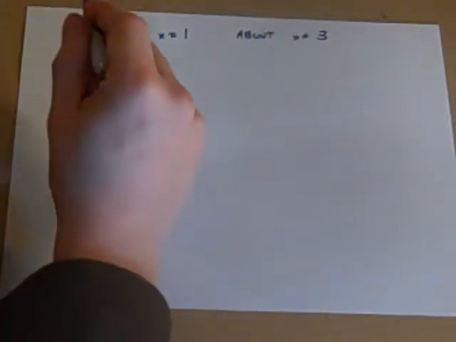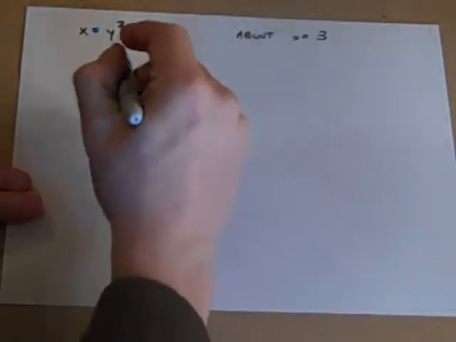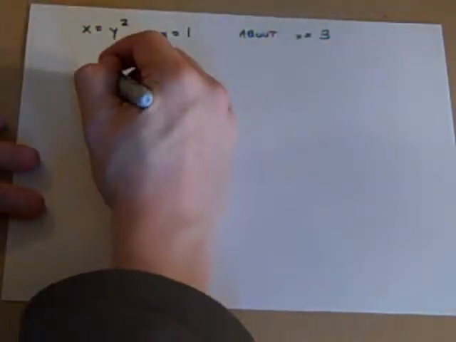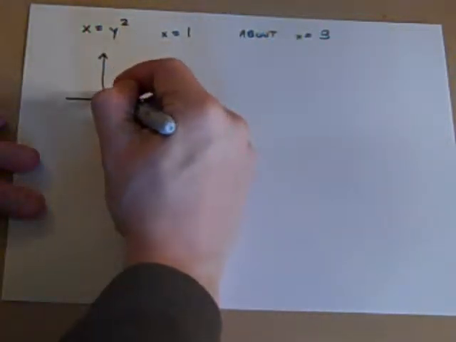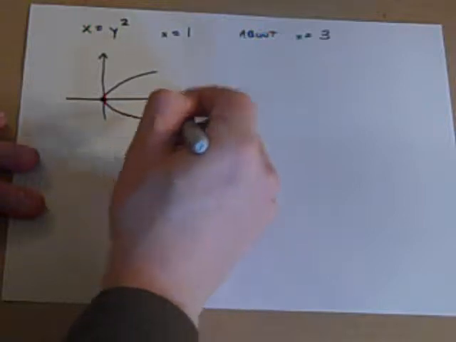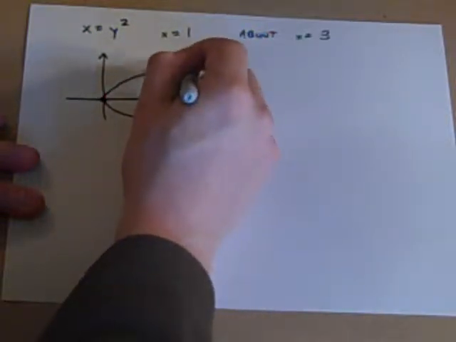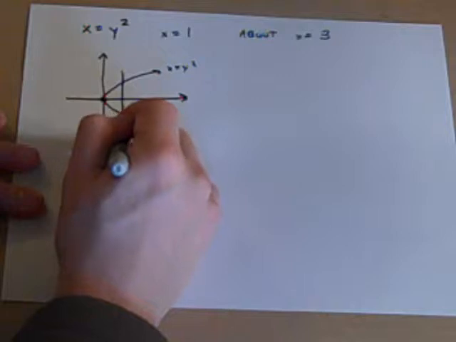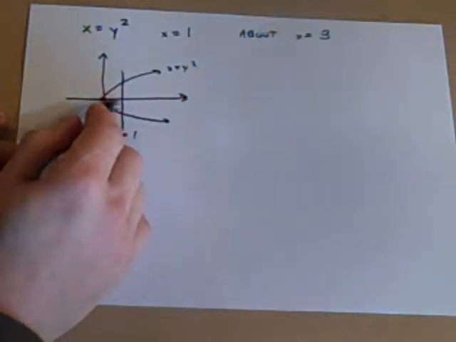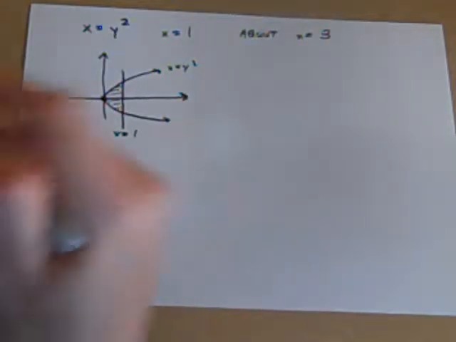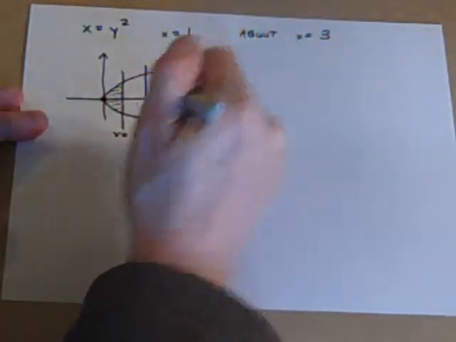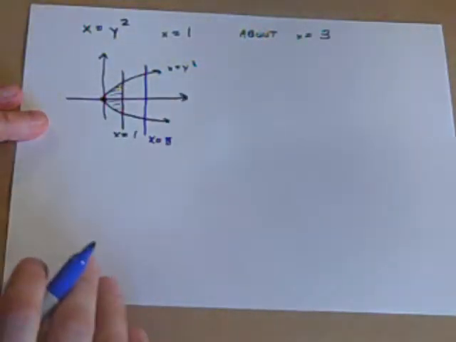We're going to use the following example: x equals y squared, x equals 1, about x equals 3. And you notice this is already solved for x. It's going to make the problem simpler. So I'm going to graph these curves. It won't be to scale, but there's the parabola, x equals y squared. And I'm going to graph x equals 1 here. So our region is right here, and I'll just hash it ever so lightly. We're going to rotate that region about the line x equals 3 in blue there.